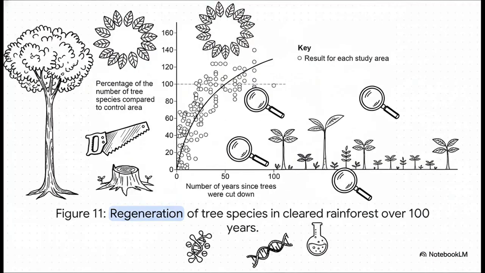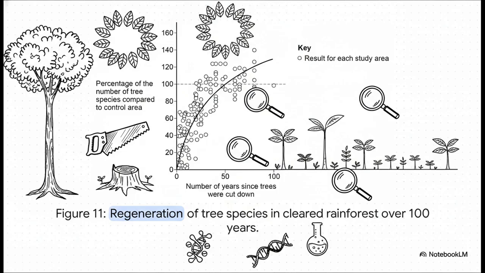So what we have here is a scatter graph showing us how a forest regenerates. First things first, check the axes. The bottom axis is time, showing the number of years since the area was cleared, all the way up to 100 years. The side axis shows the percentage of tree species found compared to a totally untouched forest nearby.